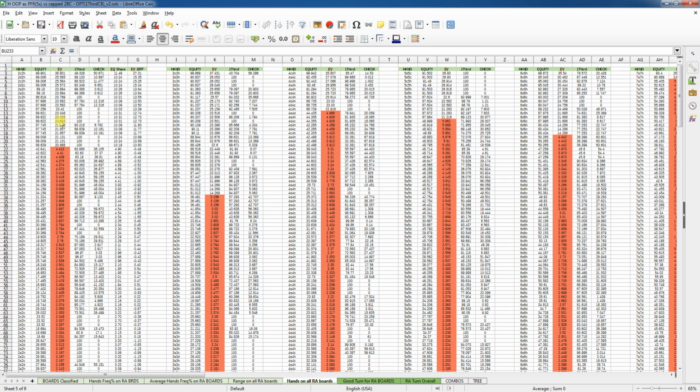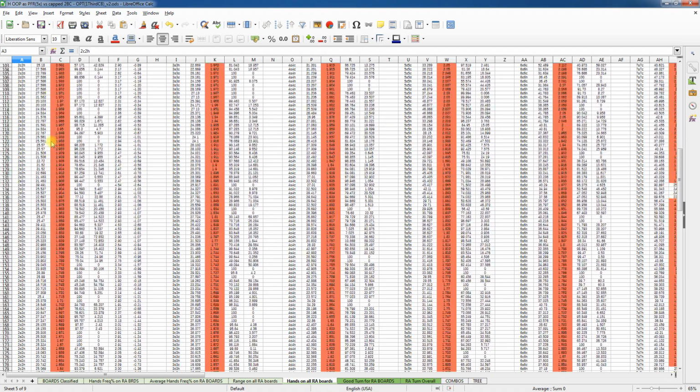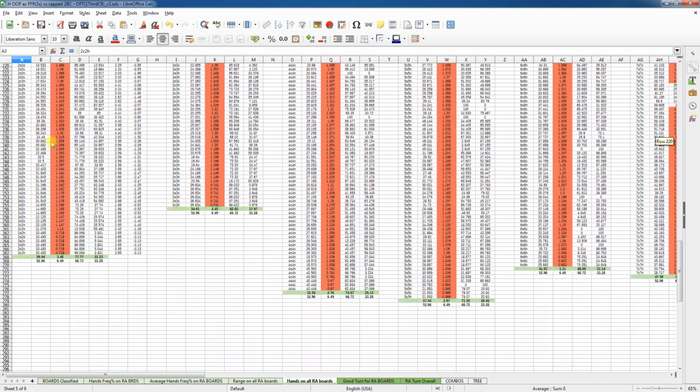So for example, if we take pocket twos, and we go just at the bottom here of all those pocket twos. Pocket twos across all range advantage boards has a 29.94 equity on average. And the average for all my range is 52.96. So you can see that pocket twos are really under the average. The average expected value for pocket twos is 3.48, when the average for my whole range is 6.49.